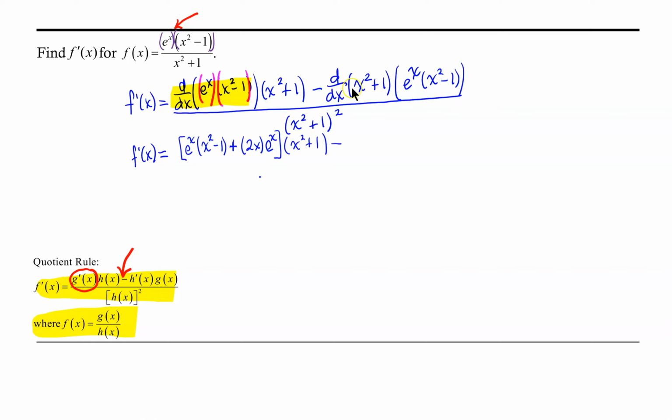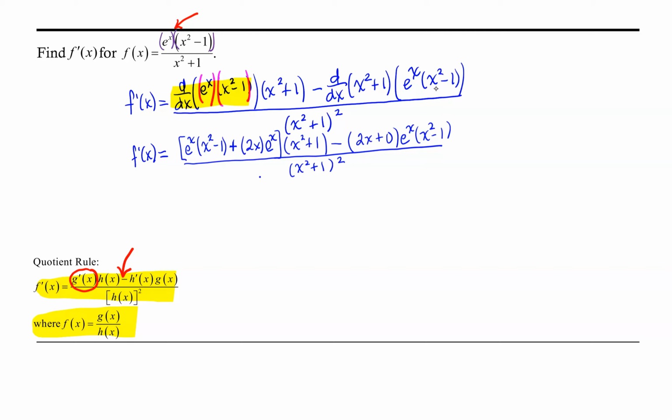Minus, now we want to take the derivative of x squared plus 1. Well, that derivative is basically 2x plus 0. The derivative of x squared being 2x, and the derivative of 1 being 0, times e to the x times x squared minus 1. And this whole numerator is over x squared plus 1 squared.